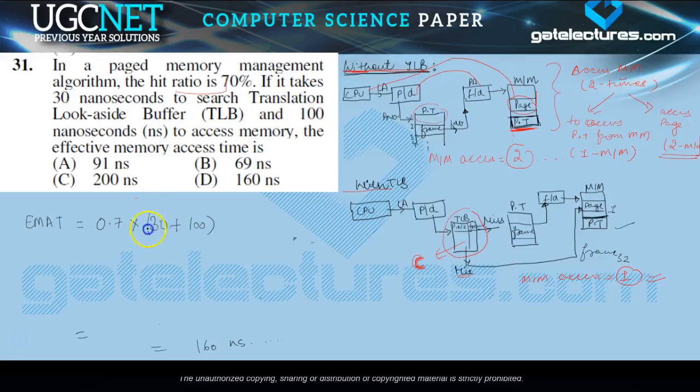So it is 100 plus the miss ratio, which is 0.3, multiplied by the following. If the CPU generates some request, first we go to the TLB. So the TLB time is 30, and if it is a miss, we go to the page table. So first we access the page table from the main memory, which takes one memory access, and the memory access time is 100 nanoseconds. And once we get a particular frame number, with the help of this frame number we can access any page which is present in memory.